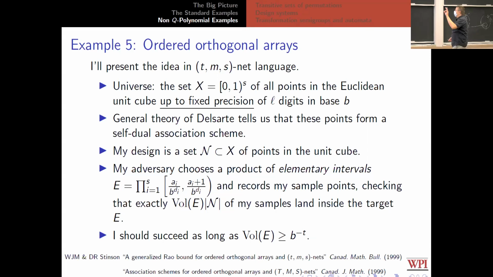And we want to make sure that when the adversary watches that and we choose our samples, they're going to see the same exact frequency that they would see if we were sampling from the entire cube uniformly at random. And this should always work as long as the elementary interval, that box that the adversary is choosing from, has volume bounded below by b to the minus t. And that's a t design in this association scheme, and apparently very useful in the financial industry and other areas.